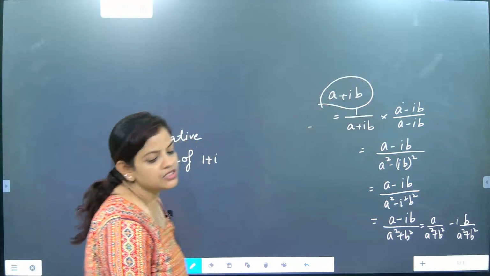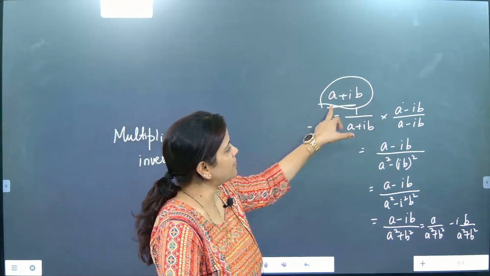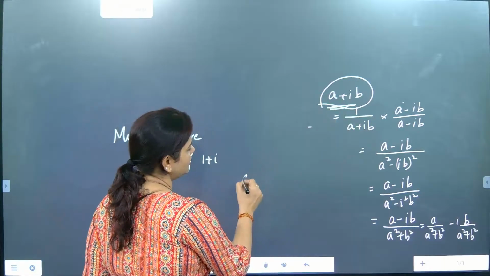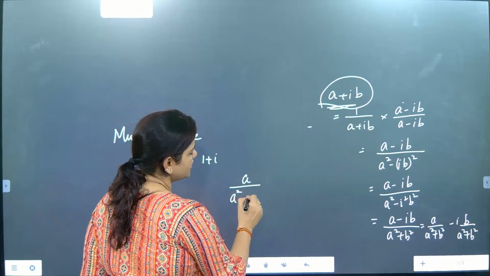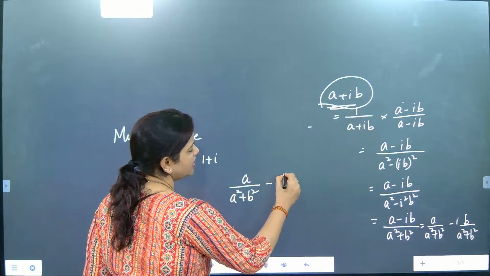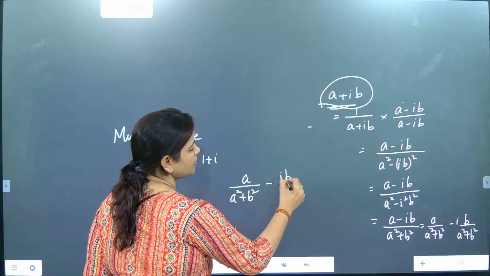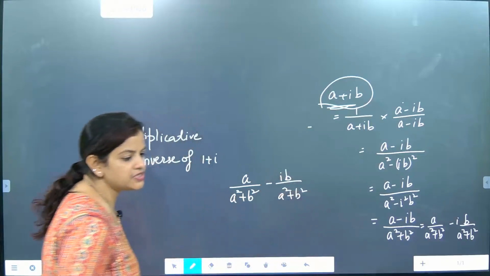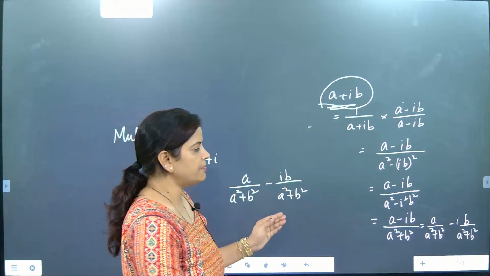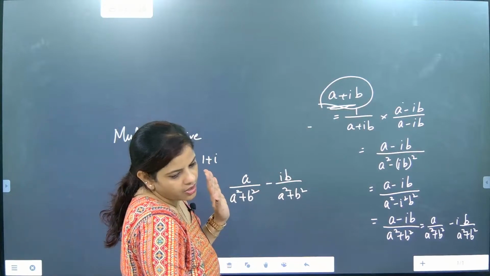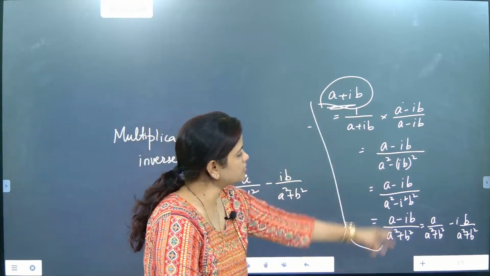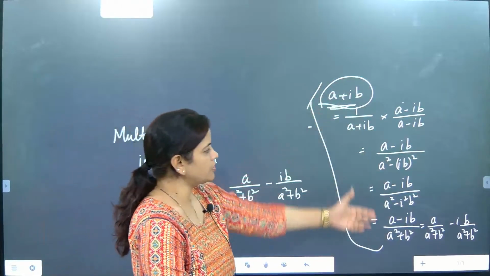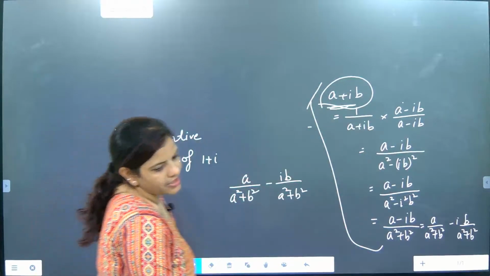If somebody asks what is the multiplicative inverse of a plus ib, what are we going to write? The multiplicative inverse of a plus ib is a by a square plus b square minus ib by a square plus b square. So this is the multiplicative inverse. You can implement this direct formula and solve. For MCQ questions, no need to go for this much, but for understanding, I am solving it.